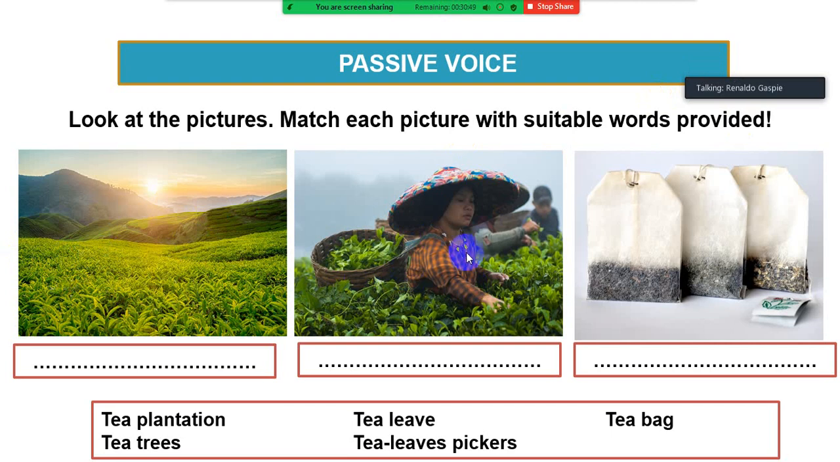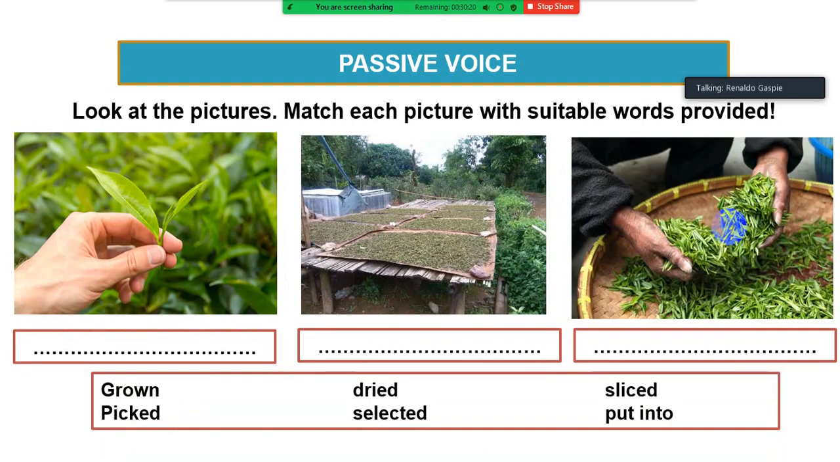What about picture number 2? What is picture number 2? Tea leaf speaker. Okay, good job, everyone. The last one. What is the last one? Tea bag. Okay, good. Annie, I will give you additional score as well. So I think that everyone has already known some vocabularies related to tea plantation or tea leaves or tea bag or everything about tea. Now, for the next activity, still matching picture with vocabularies provided in the box.